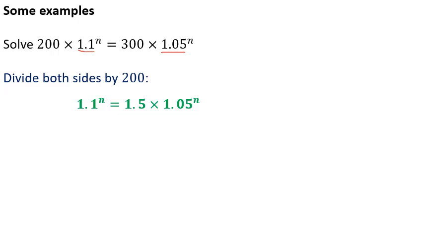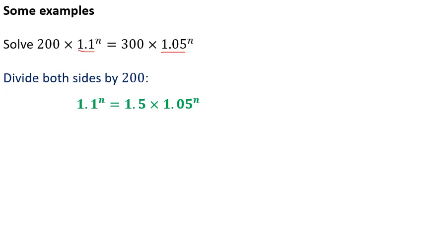Notice that 300 divided by 200 gives 1.5. You can do that on the calculator. We don't change the 1.05 to the n term because it's already been multiplied by the 300, and we're effectively multiplying it by 300 and dividing it by 200 all at once, which has the effect of multiplying by 1.5.